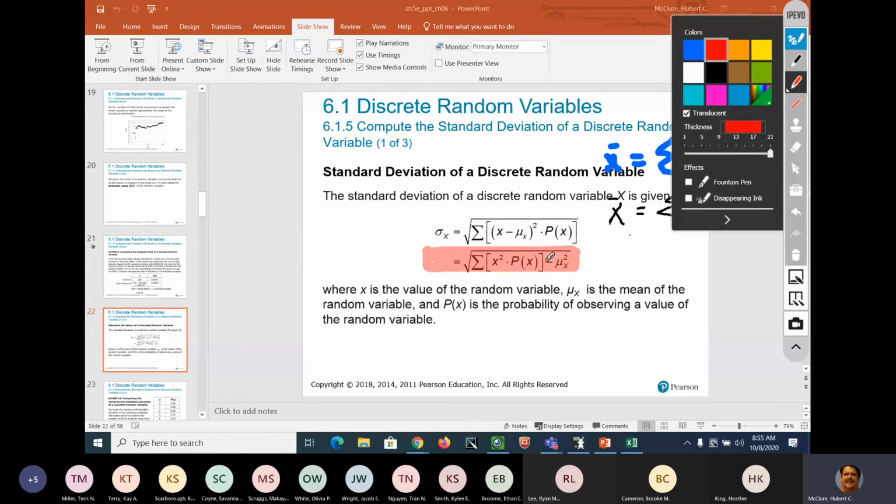So make sure standard deviation is equal to the square root of the summation of x squared times p of x minus the mean squared. So go ahead and write that down, and we're going to stop there for the new material. We'll pick back up on that Monday or Tuesday.